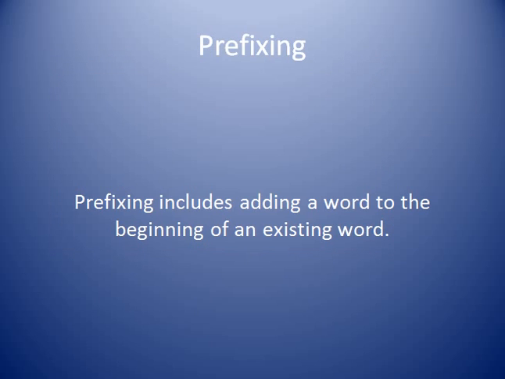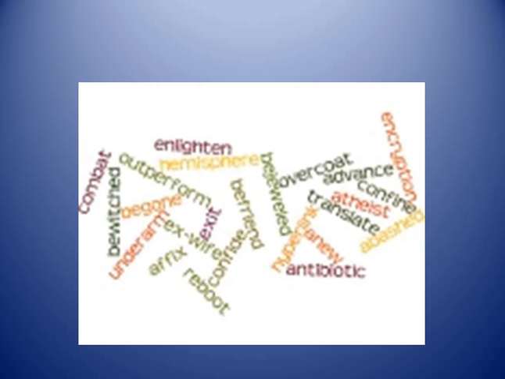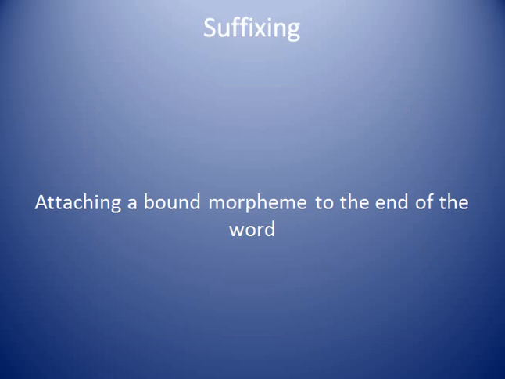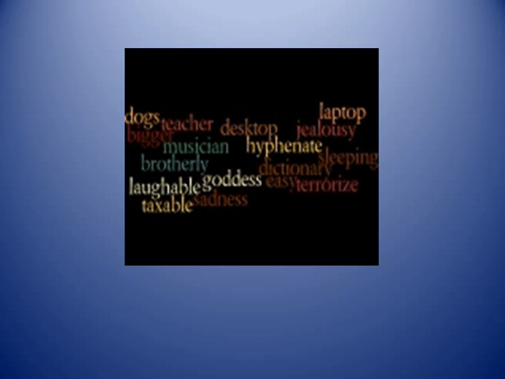Prefixing includes adding a word chunk or a bound morpheme to the beginning of an existing word. Words such as reboot, combat, encrypt, and translate. Suffixing is attaching a word chunk or a bound morpheme to the end of the word, resulting in a new word, such as musician, goddess, taxable, sleeping, and laptop.